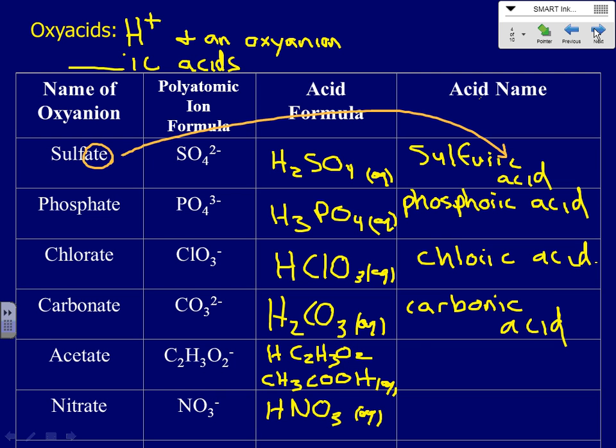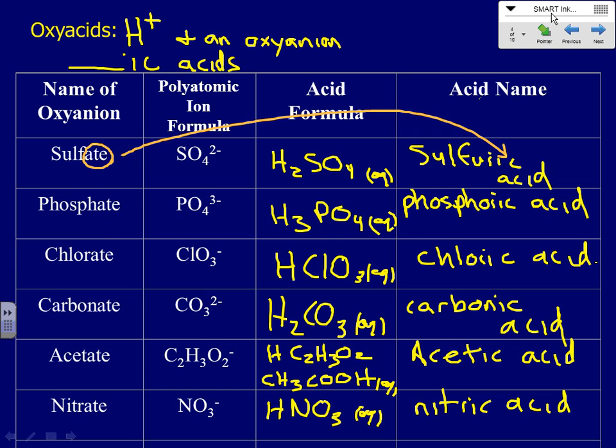Acetate becomes acetic. Acetic acid, which I already wrote down. That's vinegar. That's what's found in vinegar. And it's just sour. Just plain sour. There's nothing with it. Okay. Nitrate becomes nitric. Nitric acid. Capitals are not a big deal. I put up capitals on a few and some lowercase on some others.